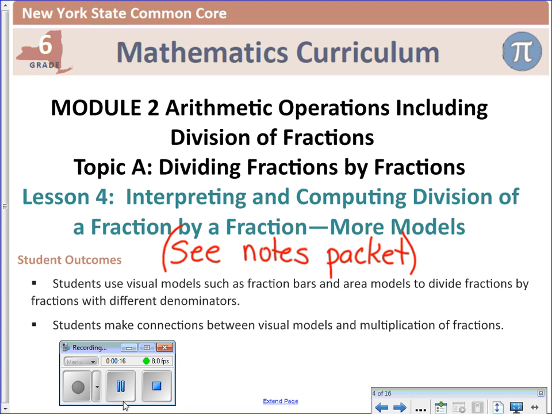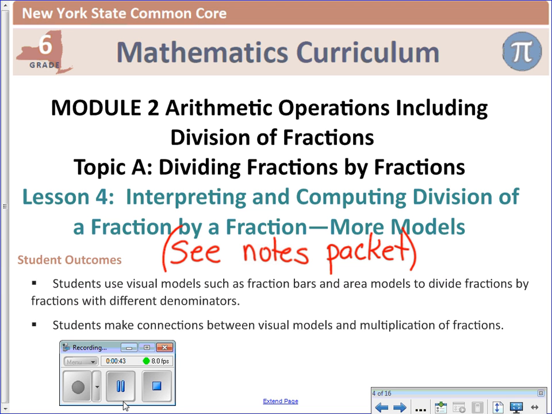Now in your module, this is page 17, but if you want to write C notes packet, because what I did was retype the notes. It's the same thing, but I retyped them to make them a little more user-friendly. So we'll be working out of the note packet. If you look at the note packet, the first page and the second page we'll be doing together.